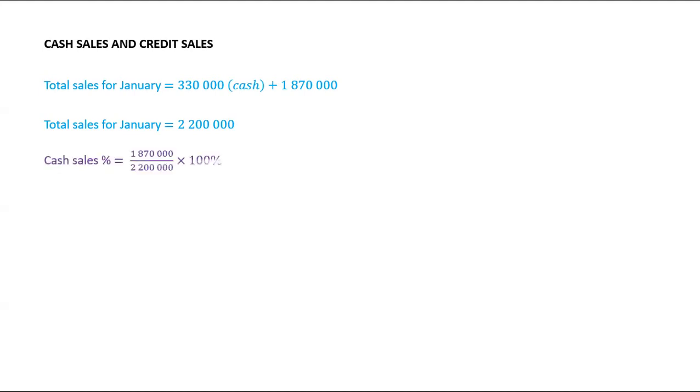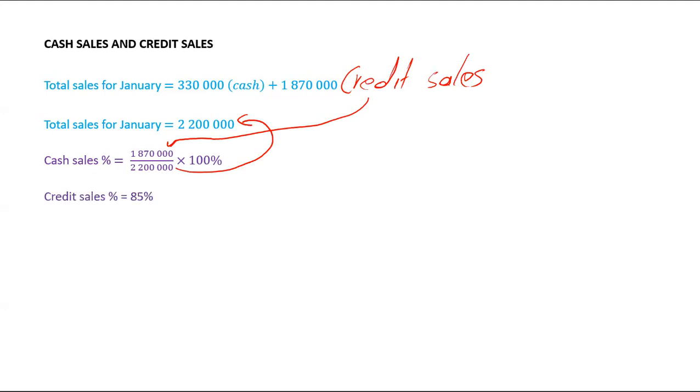Credit sales percentage, for me to find it, I will simply take my credit sales and divide them by my total sales. Multiply that by 100 to get the percentage of credit sales. Credit sales will amount to 85%, meaning that cash sales will be 100% minus 85%, giving me cash sales worth 15%.